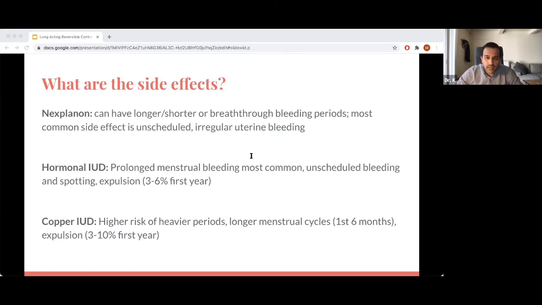Obviously, other things that I didn't mention for both of these are complications. Complications of the Nexplanon are very, very rare, but they do happen. Things like infection, or if there's a pooling of blood in that area, it causes something called a hematoma. Some people have an allergic reaction to it, but once again, these are very low in terms of how often they occur. And in terms of complications of the IUD, there is a possibility of IUD failure and expulsion. It's anywhere from 3 to 6% in the first year for hormonal IUDs, and anywhere from 3 to 10% for copper IUDs.